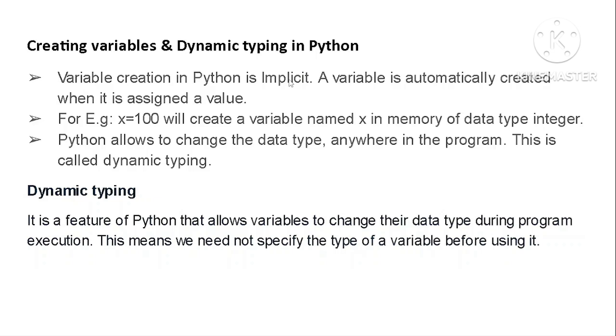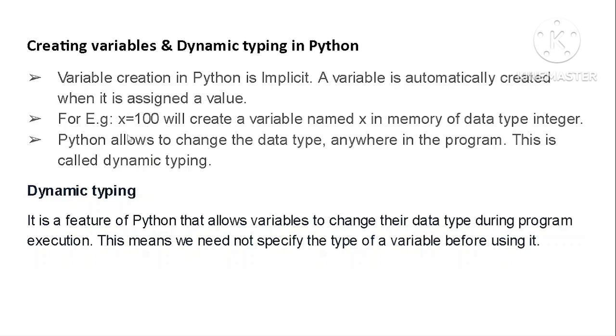Whereas in programming languages like C, C++ and Java, variable creation is explicit. There you have to mention int x, int y and all that. So the variable is automatically created when you assign a value. For example, x equal to 100 will create a variable called x in the memory, and it will also understand that it is of data type integer because I have given an integer value.